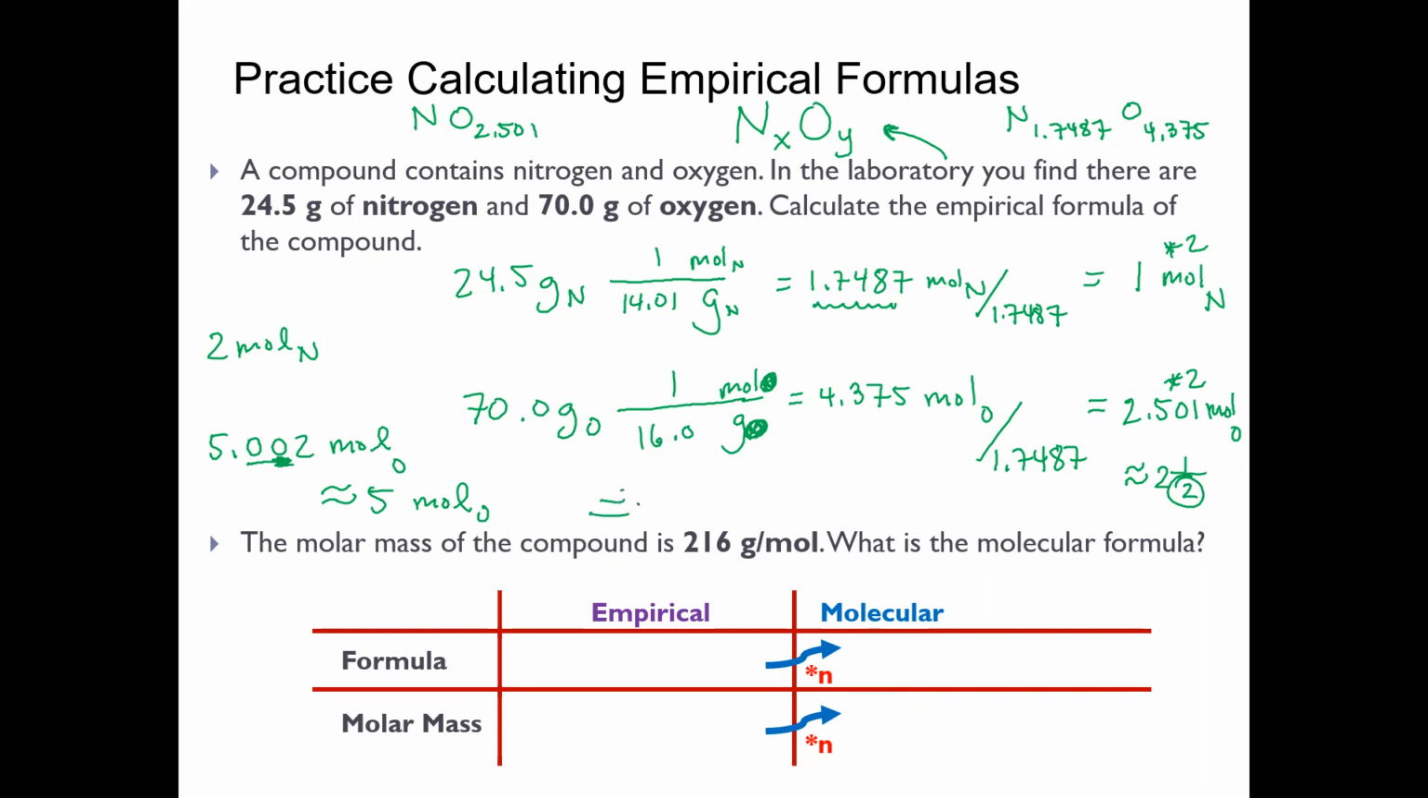And so here we go, our final answer here. N2O5. This is our nice empirical formula. Recapping real fast, starting with these gram amounts, we can switch everything to moles and then do a little bit of dividing and multiplying to get our mole ratio to be simple whole numbers.